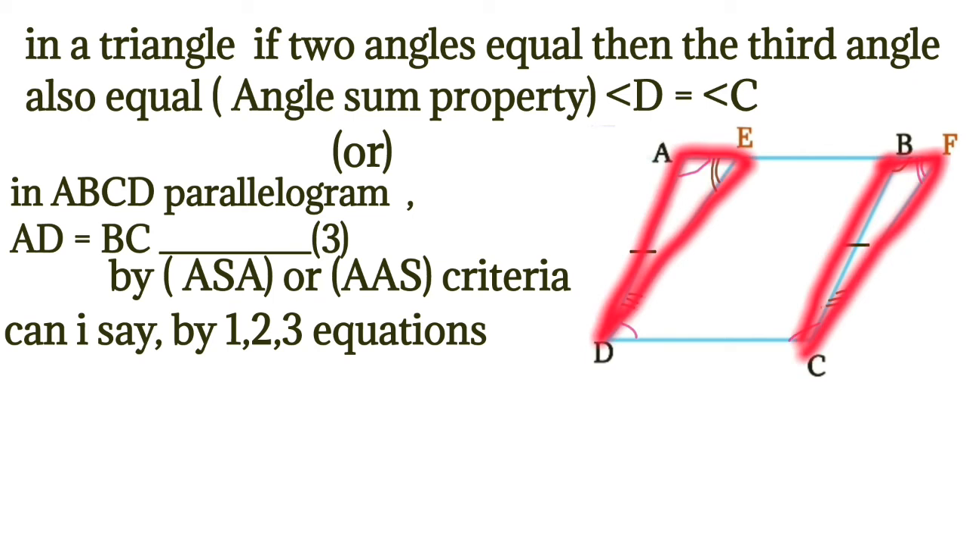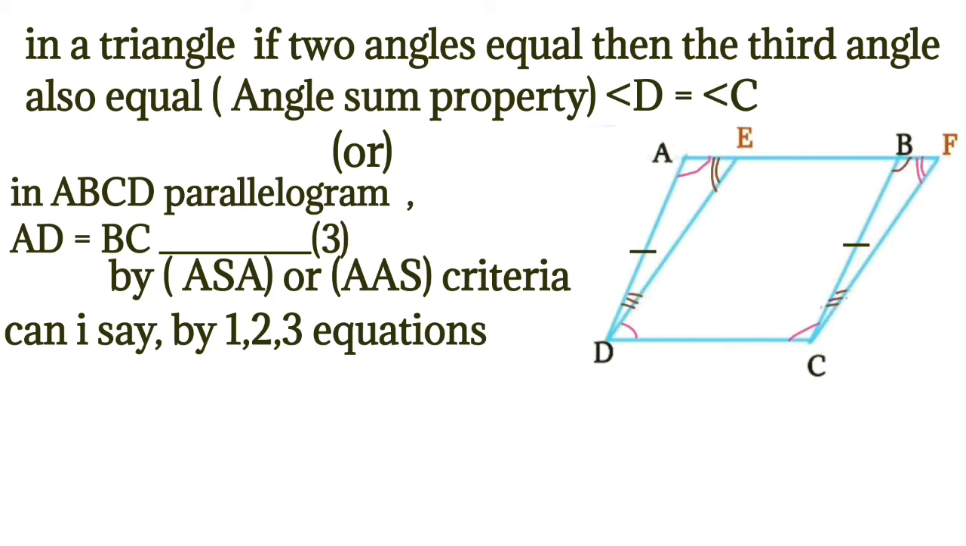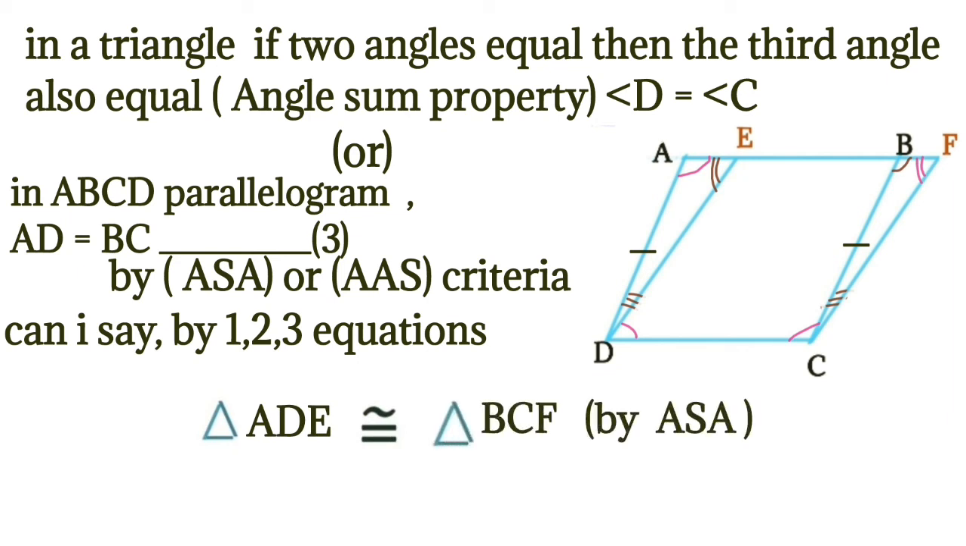There are 5 different criteria for congruency of triangles. By using any one criterion, if we prove two triangles are equal, then it is enough to say the two triangles are congruent. Can I write like this for two triangles? Triangle ADE is congruent to triangle BCF as per ASA criteria. I am showing here angle A is equal to angle F, AD side is equal to BC side and angle D is equal to angle C by ASA criteria.